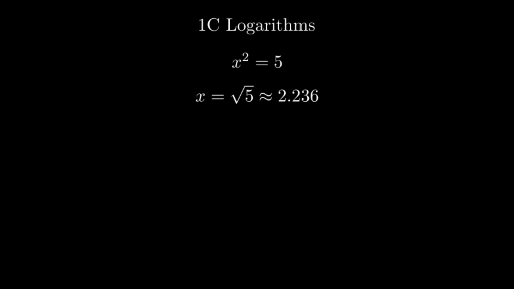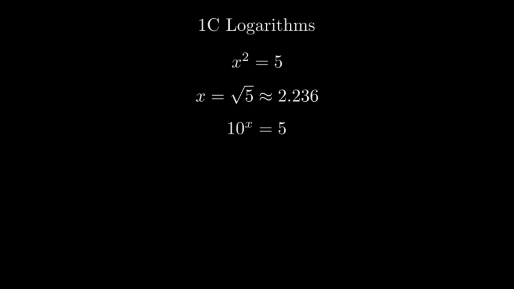But what if the unknown x is in the exponent? Consider this equation. What if we have 10 to the power of x equals 5? How do we solve for x here? We need an inverse operation for exponentiation. That inverse operation is the logarithm. A logarithm is the function that lets us find the exponent.